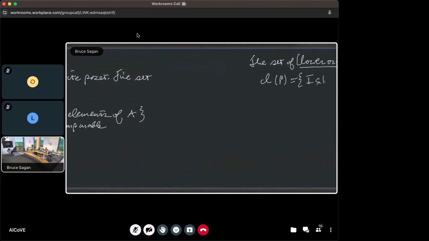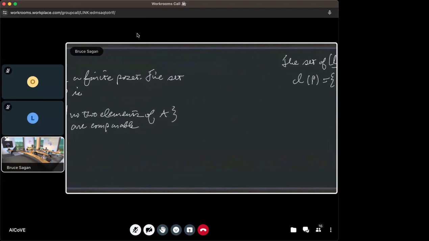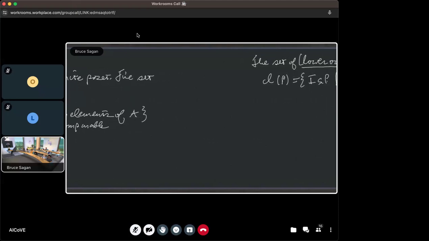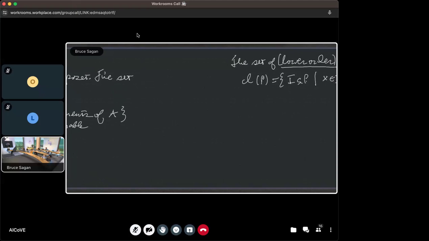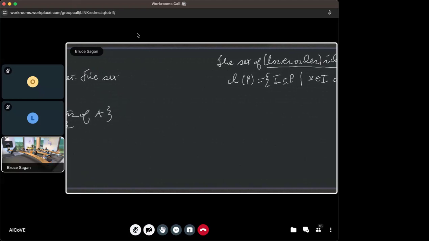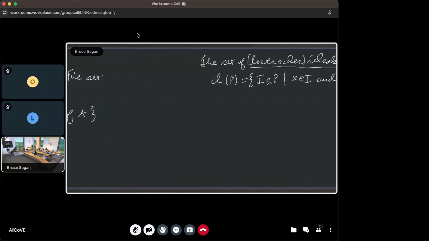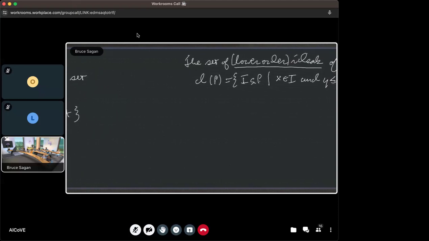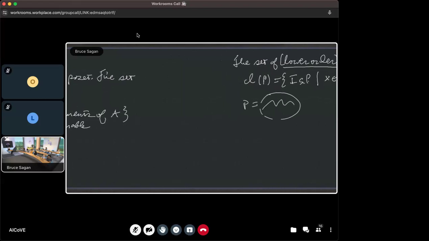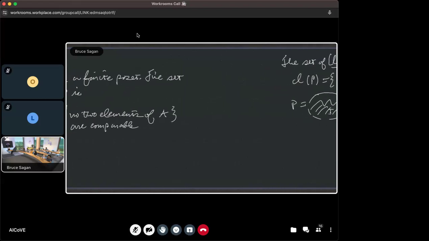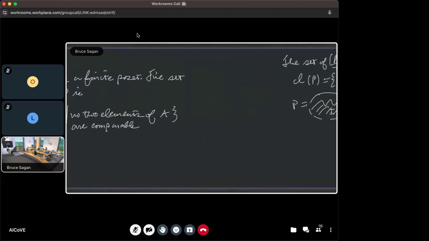So remember, a lower order ideal in P is a set I that satisfies the following. If I take an element of I and I take anything smaller than it, then that smaller thing has to still be in I. So it's closed under going down. You can think of it that way. And the picture again is everything below a certain point. That would be your lower order ideal. Everything going down from someplace.